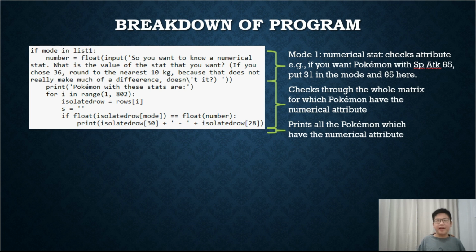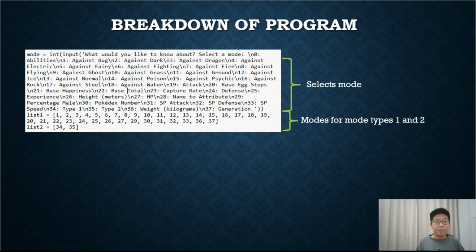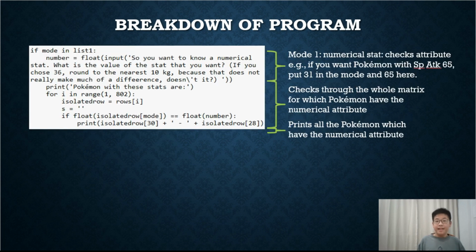If you want Pokemon with SP attack 65, put 31 in the mode and 65 here. As you can see here, 31 is SP attack. So it basically checks through the whole matrix for which Pokemon had that numerical attribute. Then it picks all the Pokemon which had this numerical attribute. And then you see isolated row 30. This basically means that's the Pokédex number, in case you have to look it up.